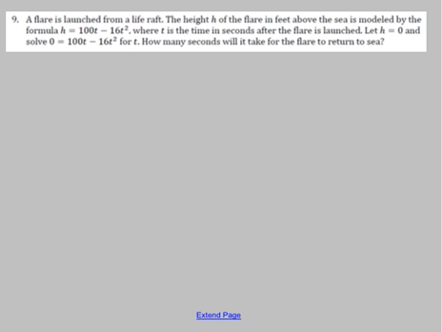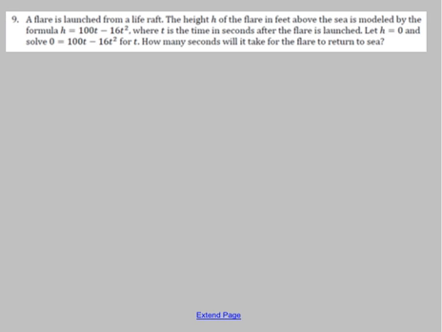A flare is launched from a life raft. The height of the flare in feet above the sea is modeled by the formula h equals 100t minus 16t squared, where t is time in seconds that the flare is launched. So let h equals 0 and solve 0 equals 100t minus 16t squared for t. How many seconds will it take the flare to return to sea?